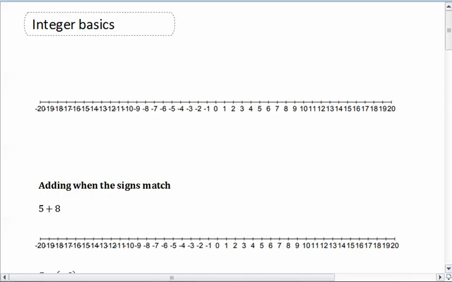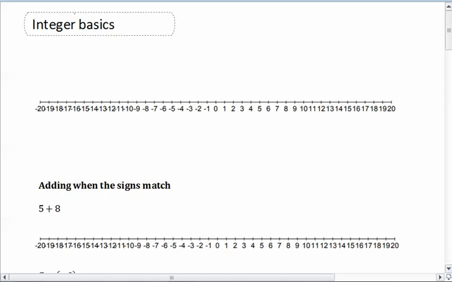Let's start with some integer basics, and this is something you'll need if you're beginning either a pre-algebra or an algebra class, and even higher level math if it's been a while since you took some math. So let's begin with just some combining of some integers through adding and subtraction.